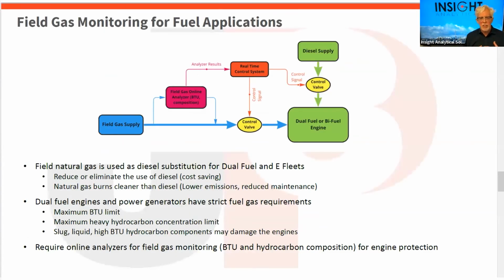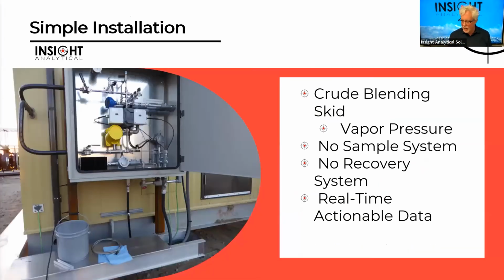So if we're out in the field for fuel applications, we may have these dual fuel engines, with diesel available to power the engine, and natural gas or locally produced wellhead gas available. And what we do is we put the analyzer in the middle there to provide real-time analysis of the fuel. And that lets us then control that control valve and adjust air to fuel ratios.